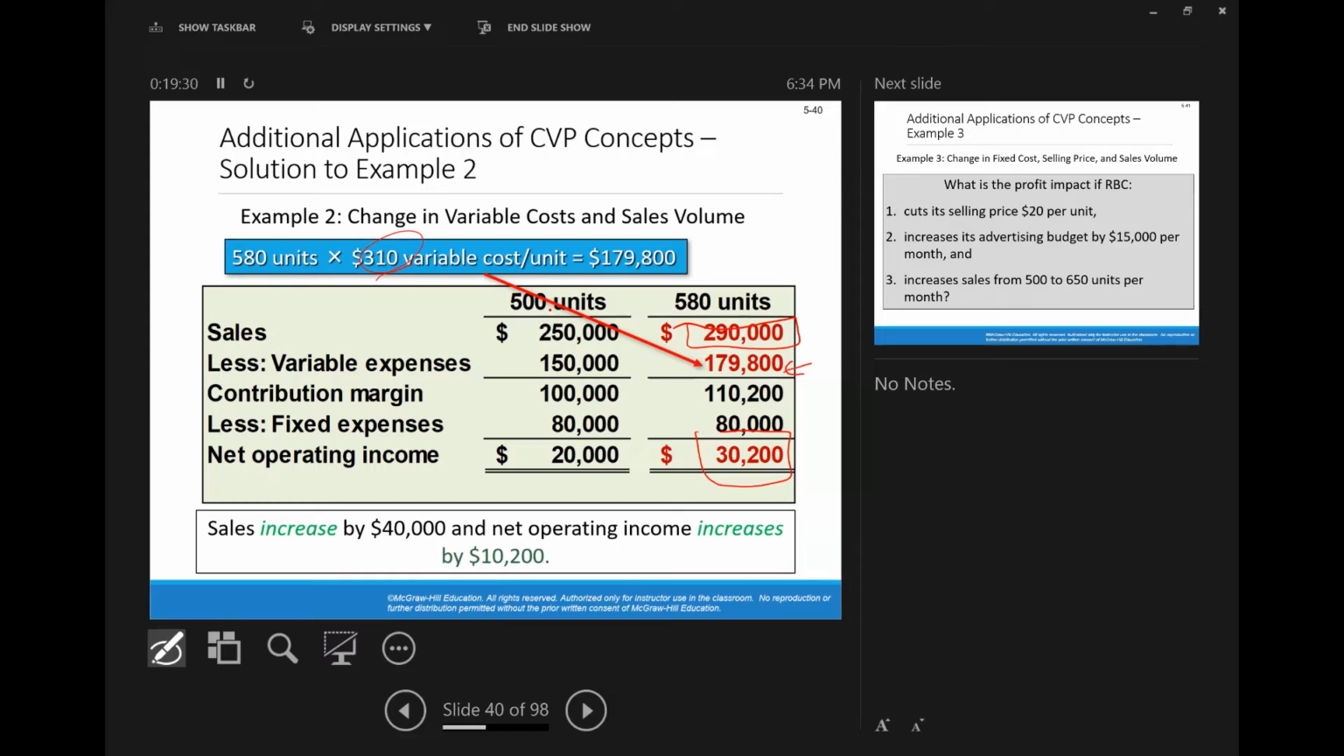So you see how the profit changes. It's telling us we increased, you can look at the difference between your sales, 250 to 290. So we increased the revenue by 40,000. And then we have a net operating income increase of 10,200 by making that change. Because we used a little better part, more people want to buy the bike.